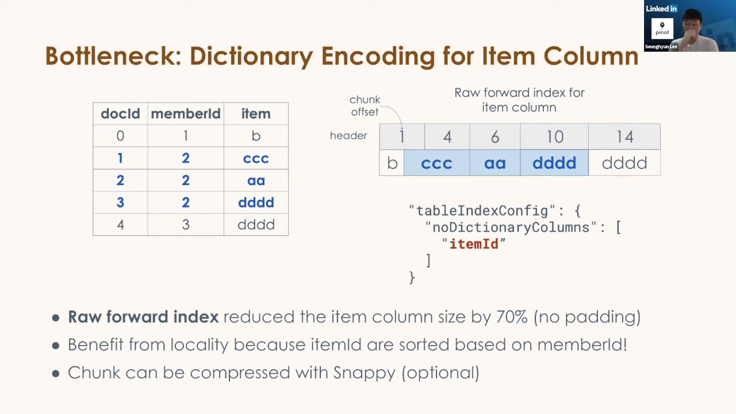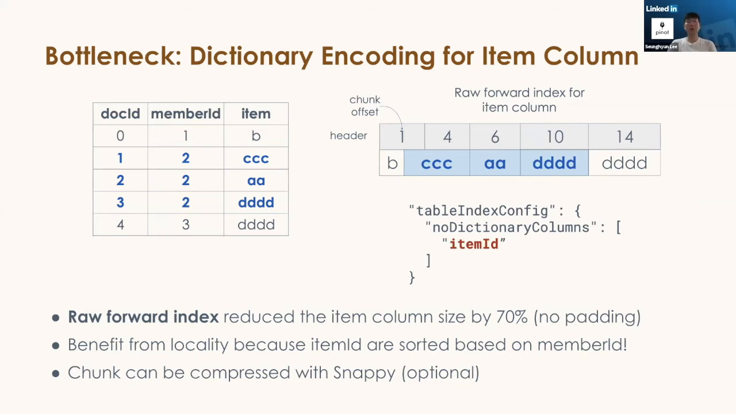On the other hand, one disadvantage of this raw forward index is that the data size can be large if the cardinality is small, because we store the repeated values. For this case, we can optionally compress the chunk using Snappy.